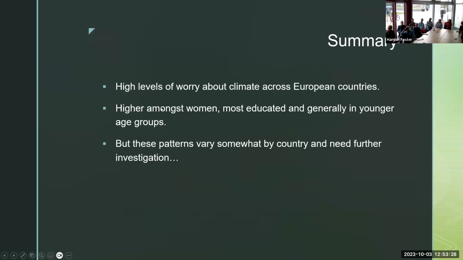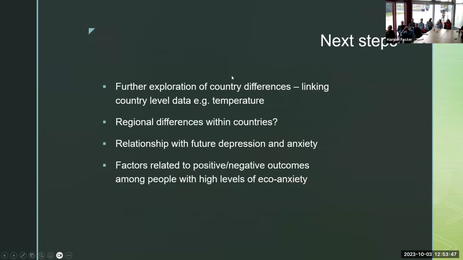So to summarise, there are high levels of worry about climate change across Europe. It's highest amongst women, which we tend to see in the literature, amongst the most educated and generally in younger age groups. But the patterns vary somewhat by country and need further investigation.